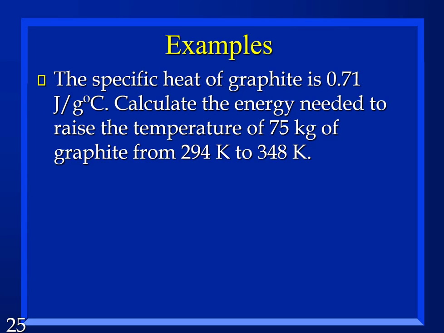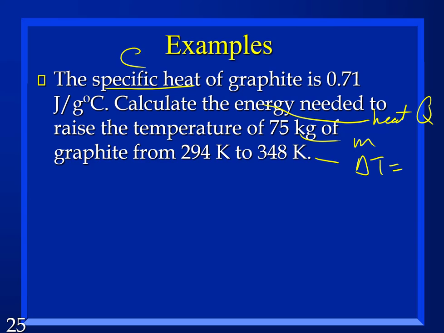Okay, so this says the specific heat of graphite is, they give me a specific heat, so they've given me C. Calculate the energy, that's heat, or Q. Raise the temperature of 75 kilograms, that's a mass, from 294 to 348 Kelvin, that's a change in temperature of 54 Kelvin, which is 54 degrees Celsius. Because every degree Kelvin is a degree Celsius.